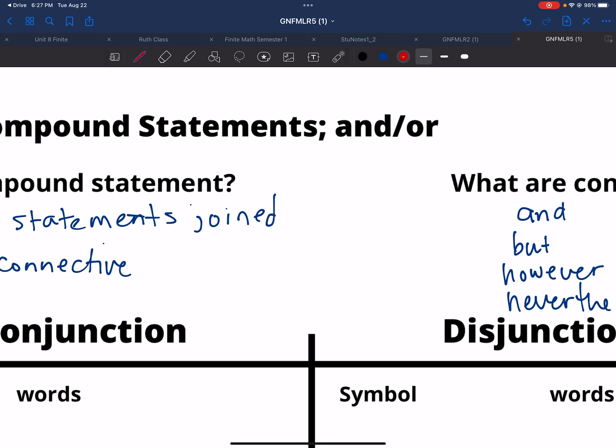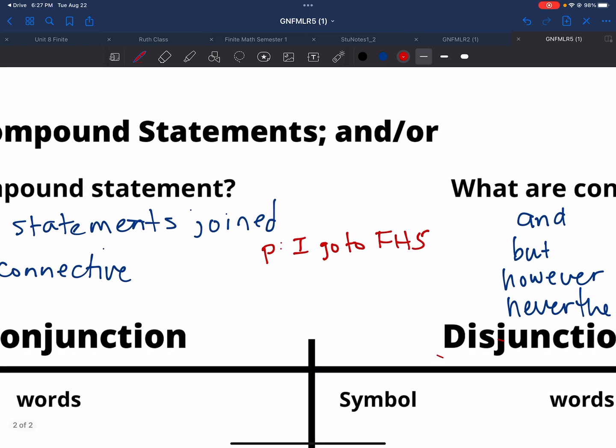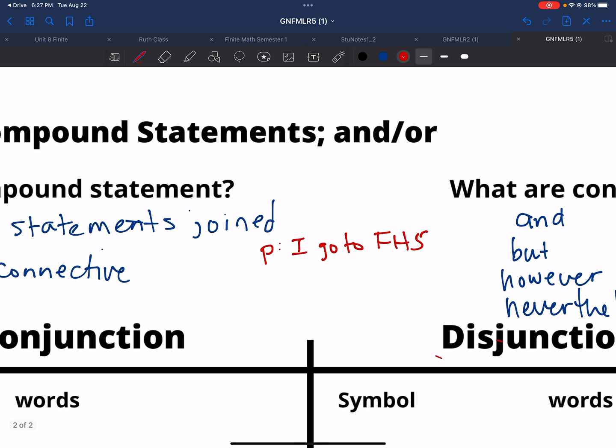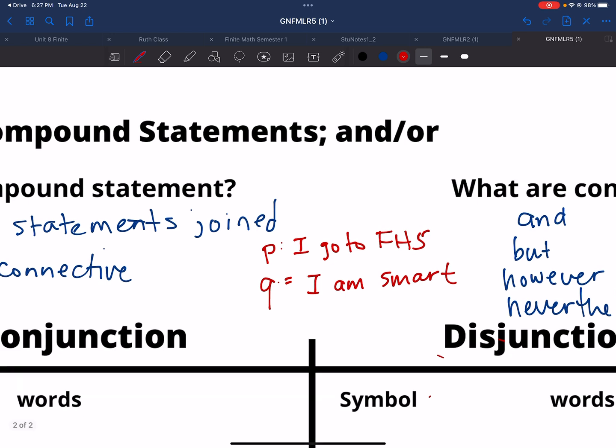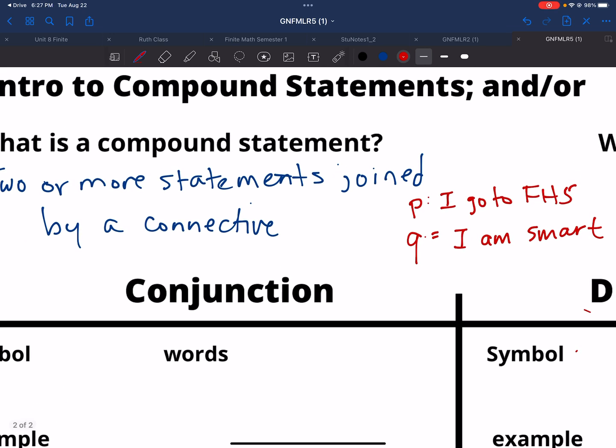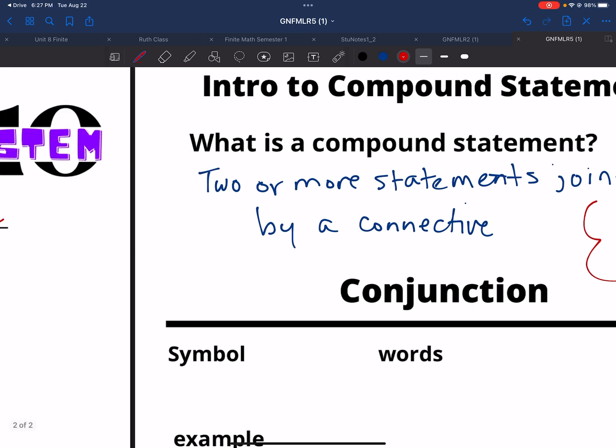So let's say P is I go to FHS, and my Q statement is I am smart. All right, so my conjunction, right, we're going to come back to this in just a little bit and do our conjunction and disjunction. So let's look at this symbol.